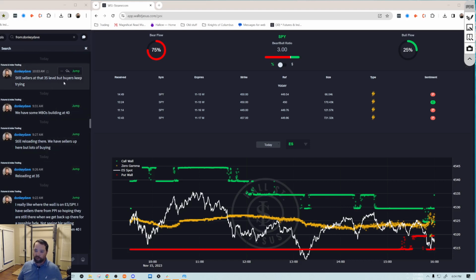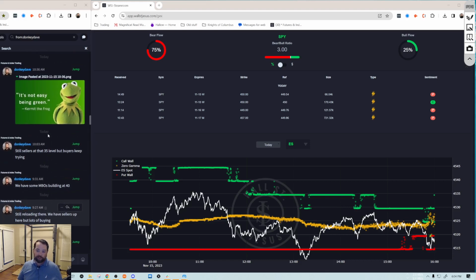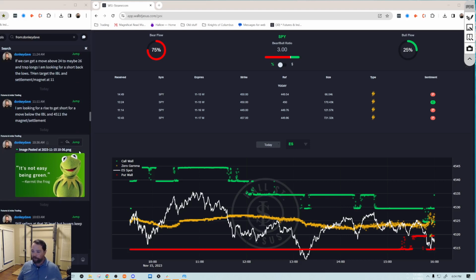Still sellers at that 35 level, but buyers keep trying. And so what happened here is basically I saw everything I wanted to see, or I needed to see, to get into a short. So I went ahead and played it. It wasn't really per the setup. It wasn't per this tool, because I had a feeling we just weren't going to get there based on all the selling that I saw. So I went ahead and took a short.